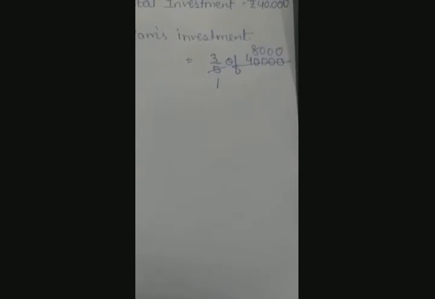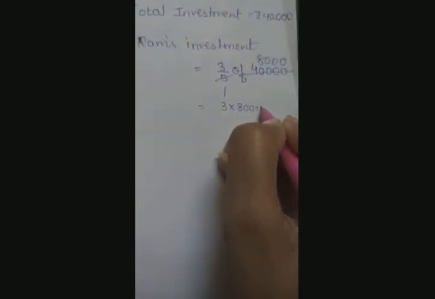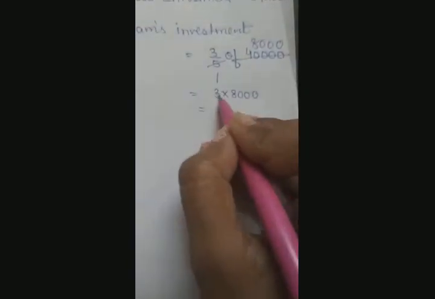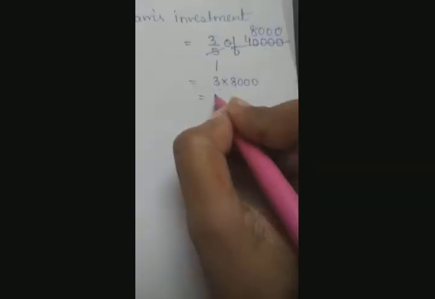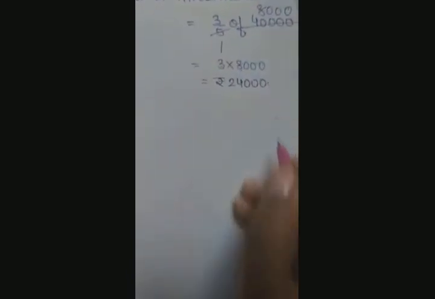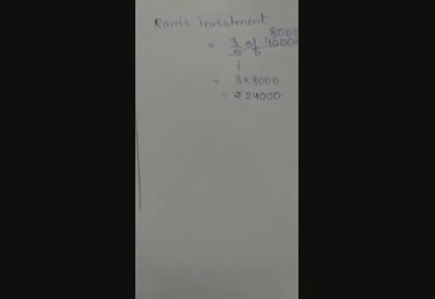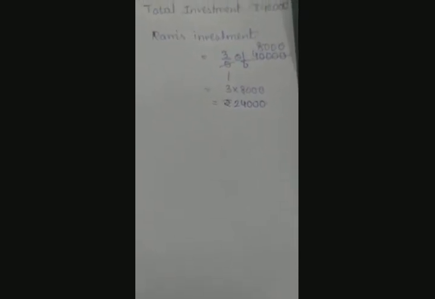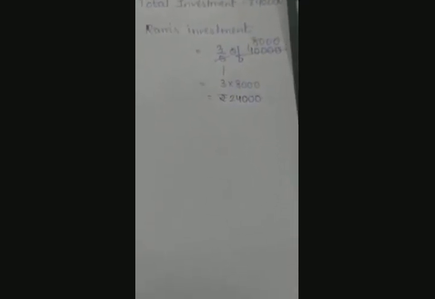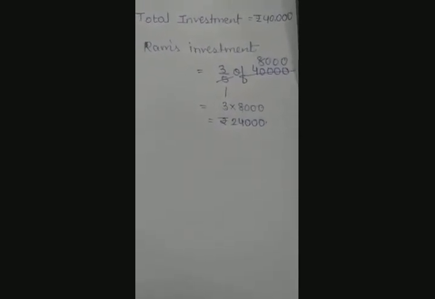Okay, now multiply the numerator. 3 multiplied by 8,000, so 3 8s are 24. So rupees 24,000 invested by Ram. So this is what we have to find. It was asked, calculate the amount invested by each. Each means Ram and Deepak. Ram's investment is rupees 24,000 from 40,000.